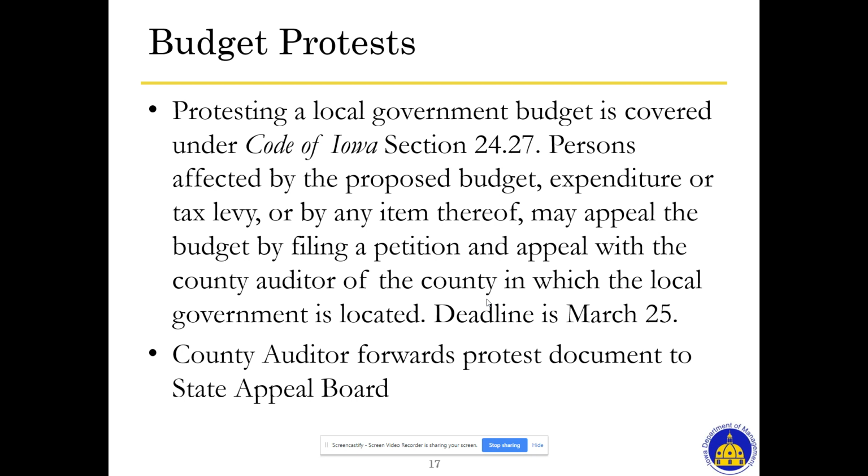So once the county auditor receives that information, assuming it's a viable protest per the required signatures, they would forward that protest document to the State Appeal Board. Again, the State Appeal Board is that three-member body of the Director of Department of Management, the Auditor of State, and Treasurer of State. If they received a viable protest, they would send out a hearing panel to conduct a local public hearing, whereas the hospital and the petitioners can both present their sides of the issue regarding the status of the budget. The hearing panel would gather that information, bring it back to the State Appeal Board, and the State Appeal Board would render a decision on the budget in a public meeting.